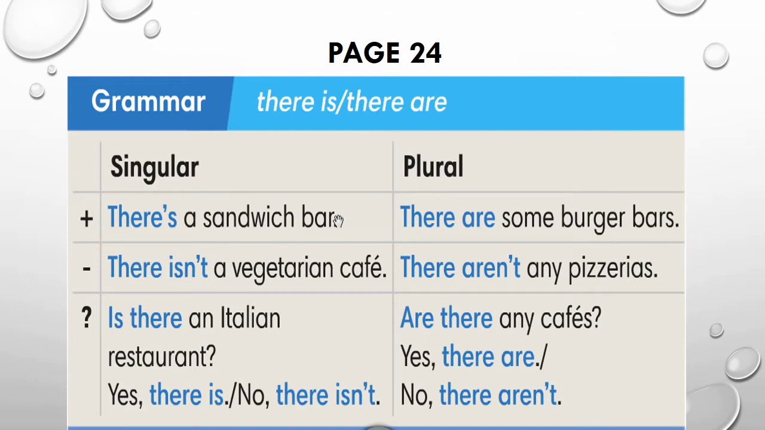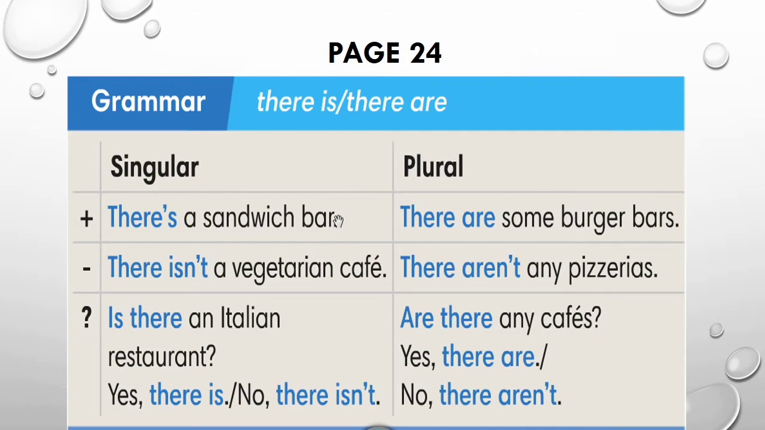There is is used for the singular form of a noun, and there are is used to show something that is plural, or more than one. Look at the example. There is a positive form, a negative form, and a question sentence. Okay, there is a sandwich bar.